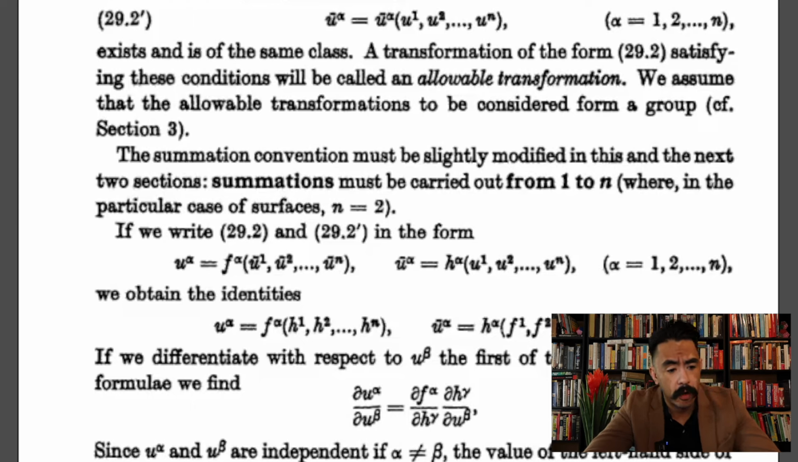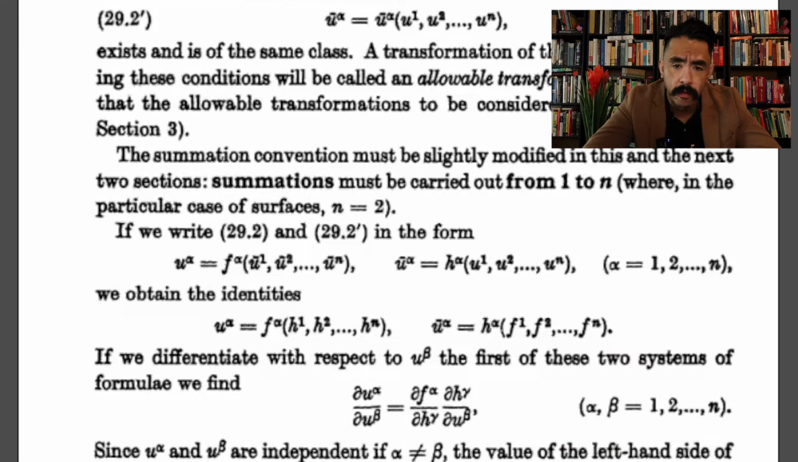Summations must be carried out from 1 to n, where, in the particular case of surfaces, n equals 2. If we write these transformation functions u^α and ū^α in the form u^α = f^α(ū^1, ..., ū^n), and similarly ū^α = h^α(u^1, ..., u^n), where α in each case can be 1 through n, we obtain the identities u^α = f^α(h^1, ..., h^n), and ū^α = h^α(f^1, ..., f^n).